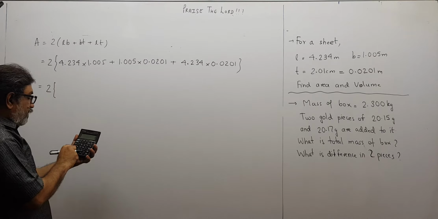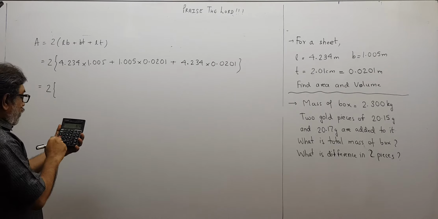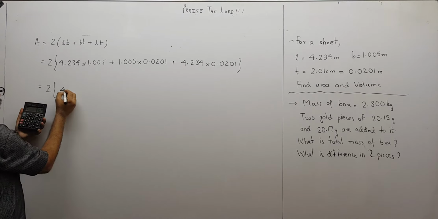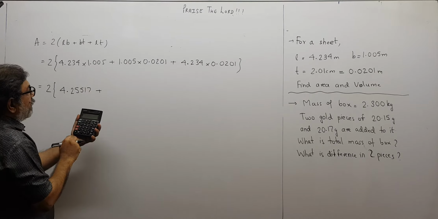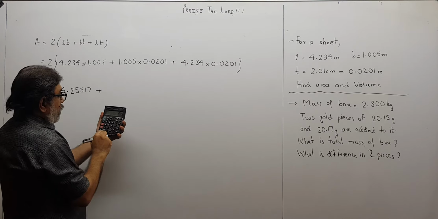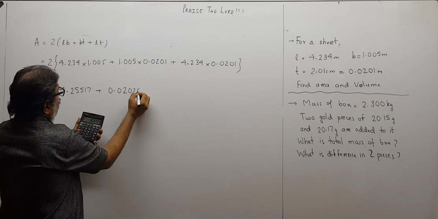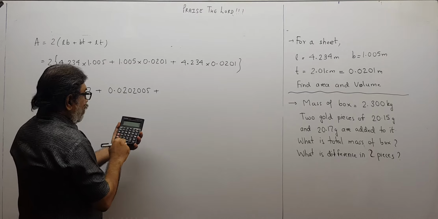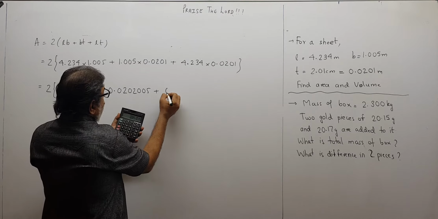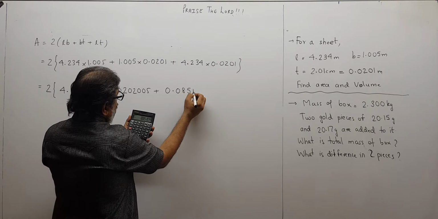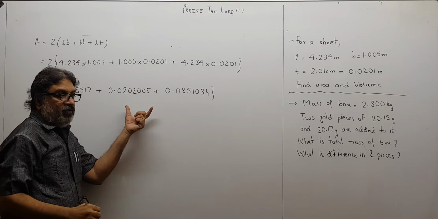See children, 4.234 into 1.005 is coming out to be 4.25517, plus 1.005 into 0.0201, that is coming out to be 0.0202005, plus 4.234 into 0.0201, 0.0851034. Now children, this is an intermediate step. This is not the final answer.